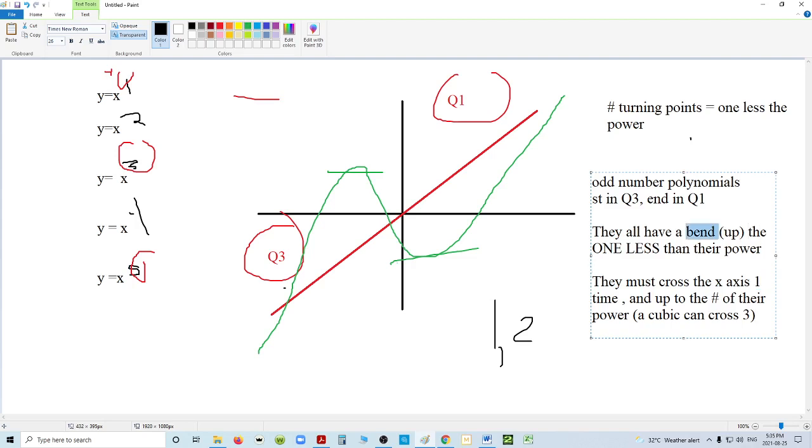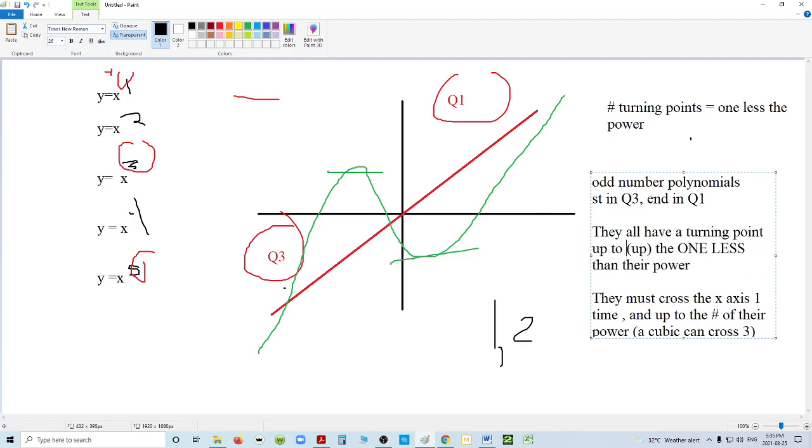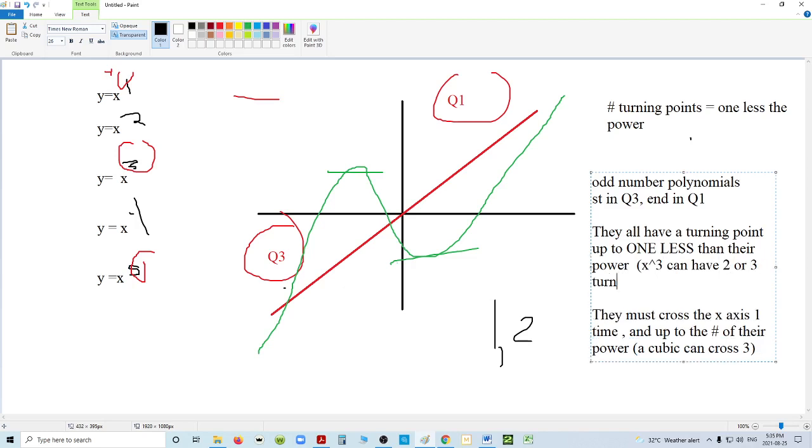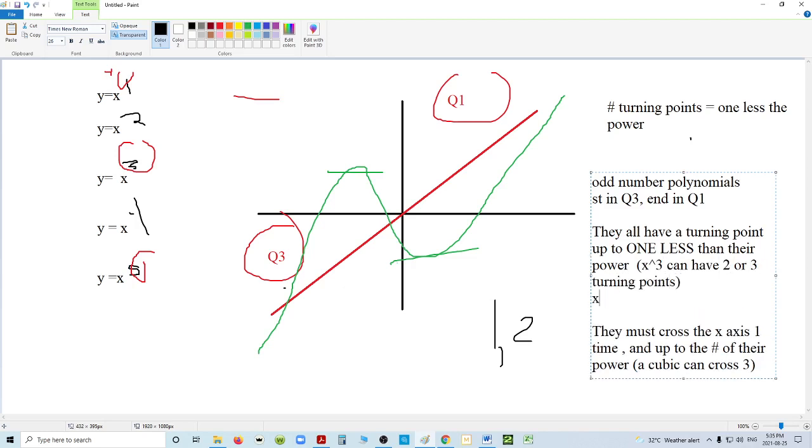They all have turning points up to one less than their power. So an x cubed, a cubic, can have 2 turning points. An x to the 5 can have 1 or 2. It should have been 1 or 2, one less than their power. Can have 1, 2, 3, or 4 turning points, up to one less than its power. We'll get into how it only has 1 later on, but if you put in the basic parent graph x to the 5, you'll kind of see how it has 1.